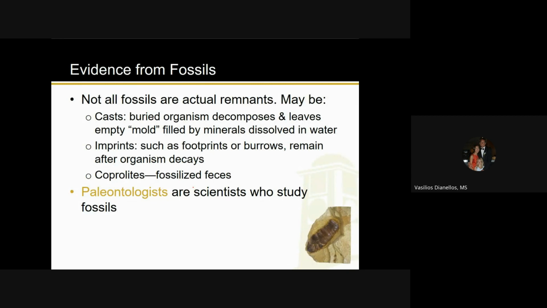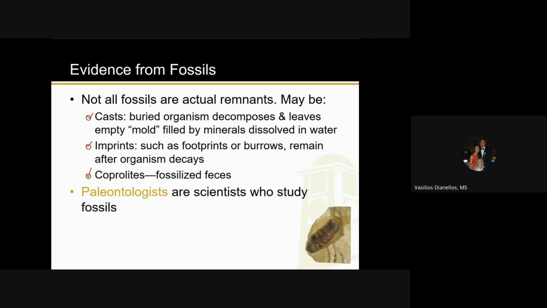Speaking of which, not all fossils are actual remnants, right? So the ones that we were just talking about in that previous slide are, because they were the remains that became fossilized. But there are some other examples. I'm probably not going to ask you about this, but if you do get any questions, it would be me asking you what a cast is, what an imprint is, or what a coprolite is. The question you will not get is, name the three types of fossils that are not actual remnants. I'm not going to do that.